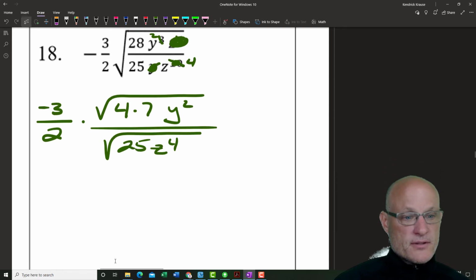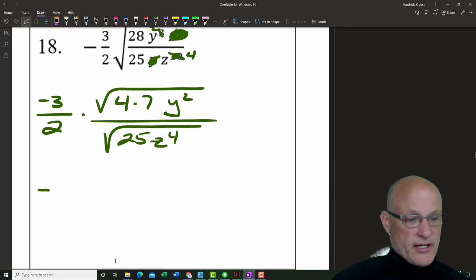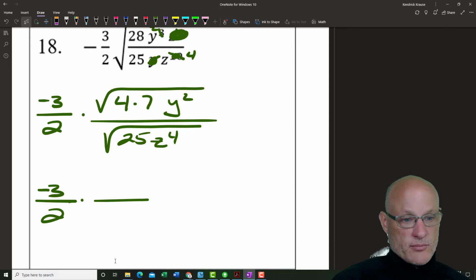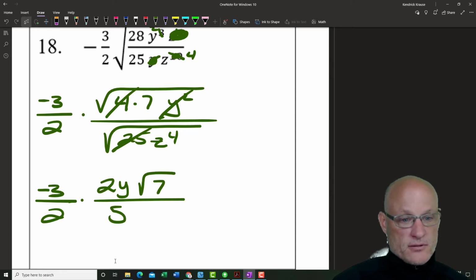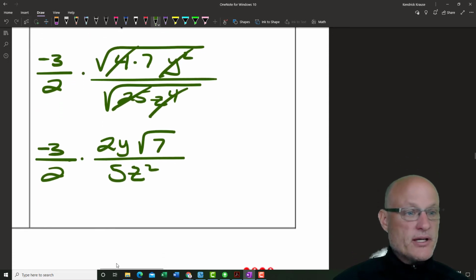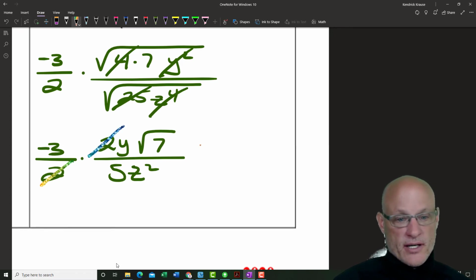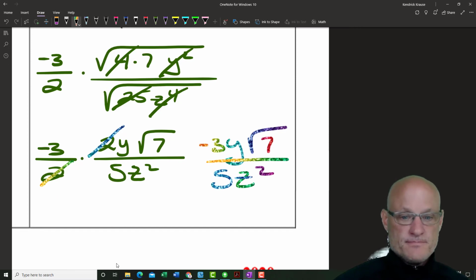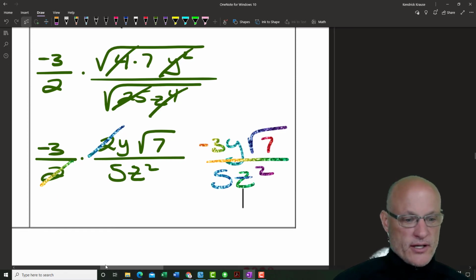All right. This is negative 3 over 2 times 2y square roots of 7 over 5z squared. All right, does anything cancel here? I think we got a little bit that cancels. These go. So I end up with negative 3y square roots of 7 over 5z squared. Woo! Crazy.